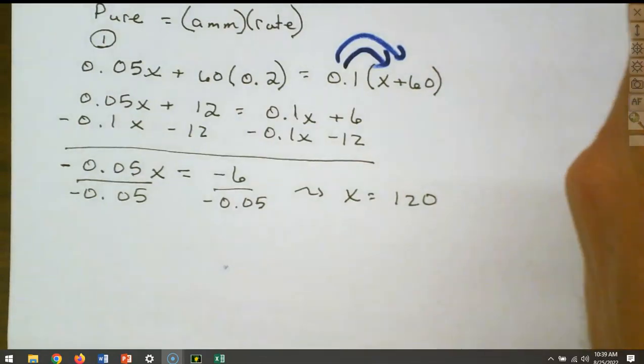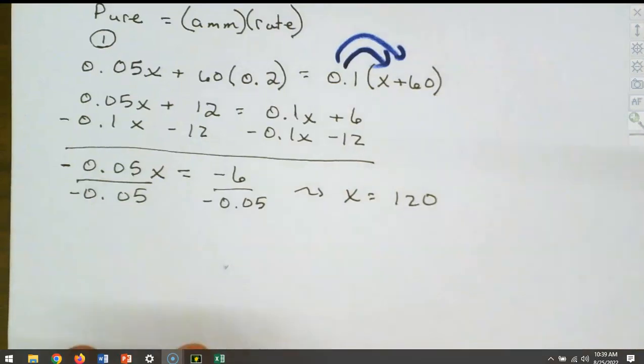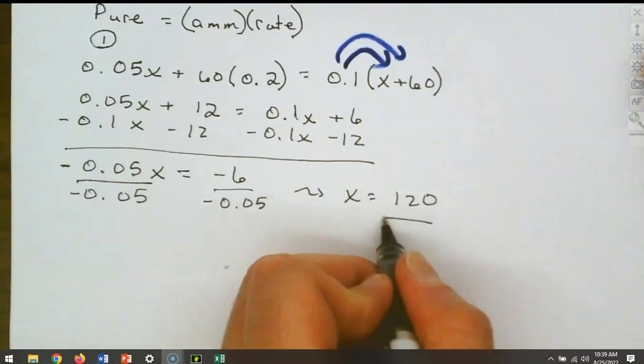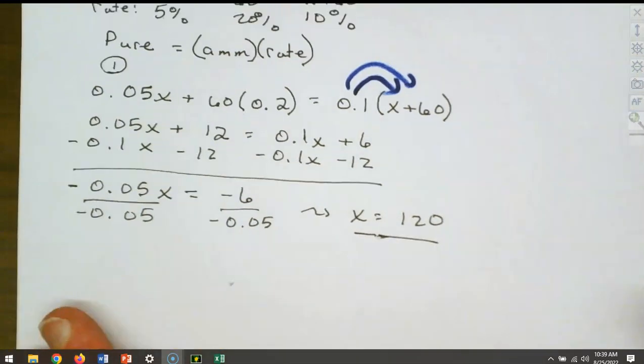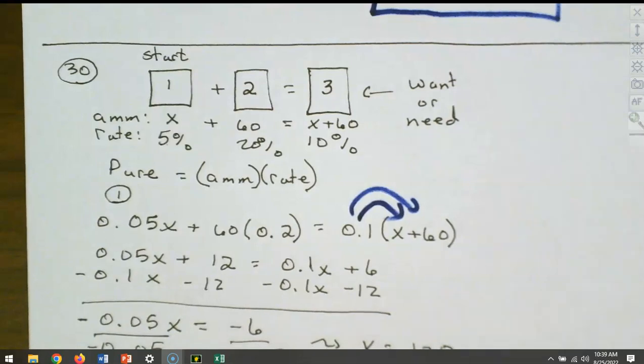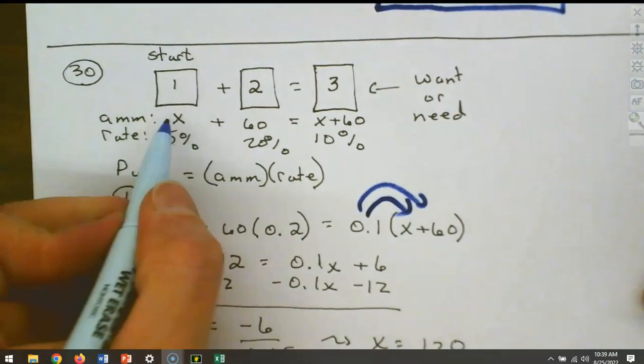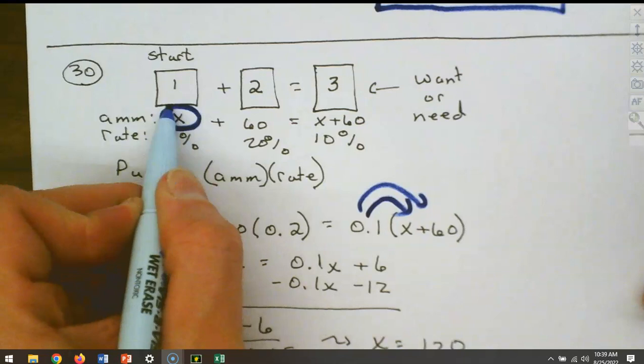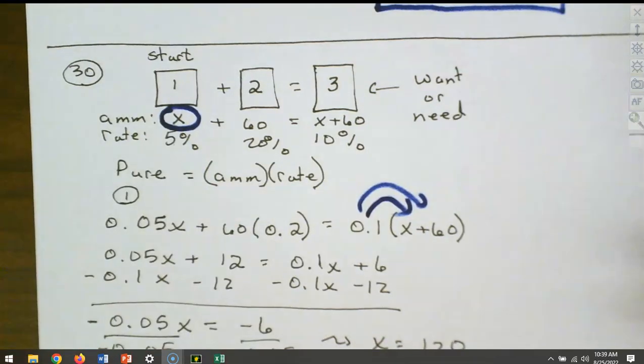I do what now? Okay, now, what does x represent? Okay, we got 120, and what does that go with? Where did the x belong? Which one had the x in it? The x had the 5%, right? And that's what we wanted to find. We wanted to determine how much of this 5% we need to pull off the shelf. Because we've got the 60 milliliters here already at 20%.